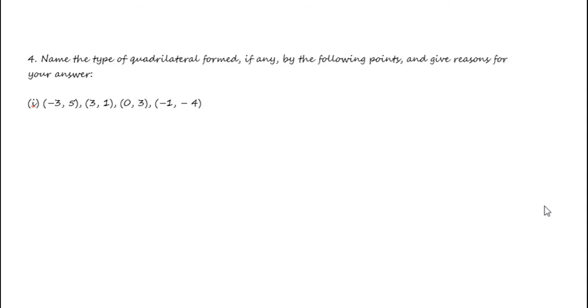Name the type of quadrilateral formed, if any, by the following points and give reason for your answer. There are 4 points. I will take the first point as A, second as B, third C and D. Let us find out all the sides, that is AB, BC, CD and AD. From that we can make out what type of quadrilateral this is.